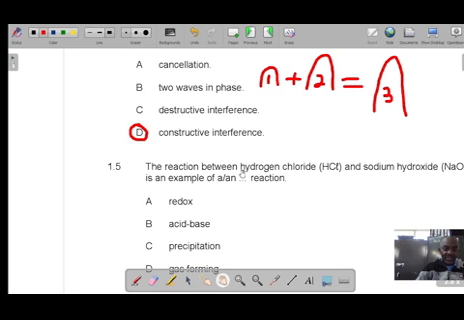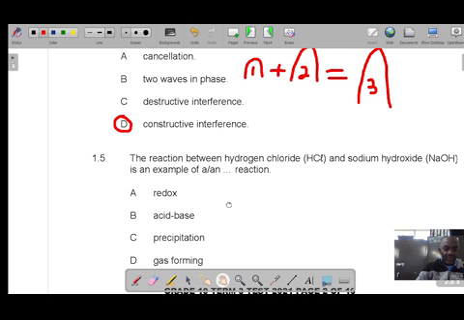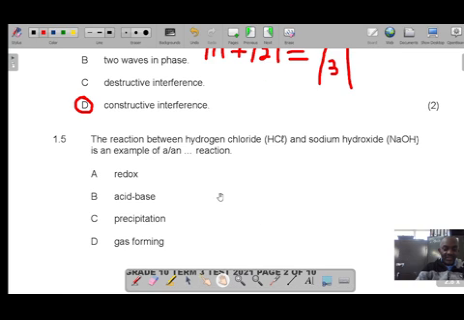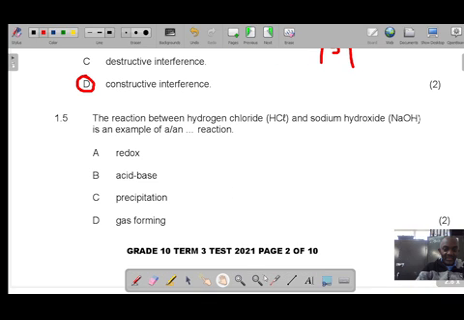They say here that the reaction between hydrogen chloride and sodium hydroxide is an example of. Now, hydrogen chloride is an acid. So this is an acid here, HCl. And then this is a base, sodium hydroxide is a base. Reactions of acids and bases are called acid-base reactions. So the answer is B. Let us proceed, guys.